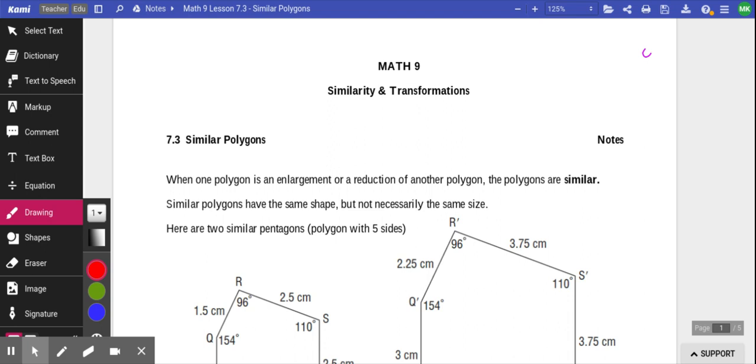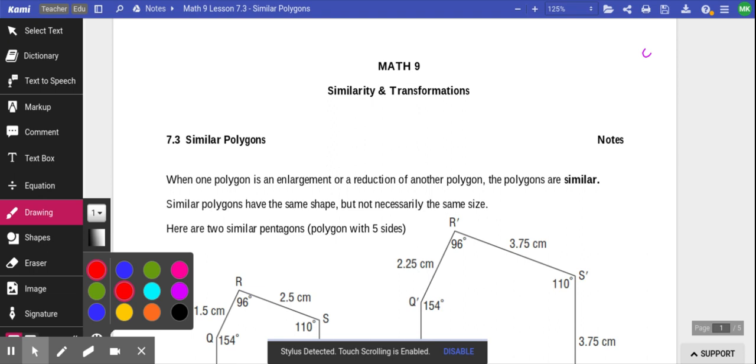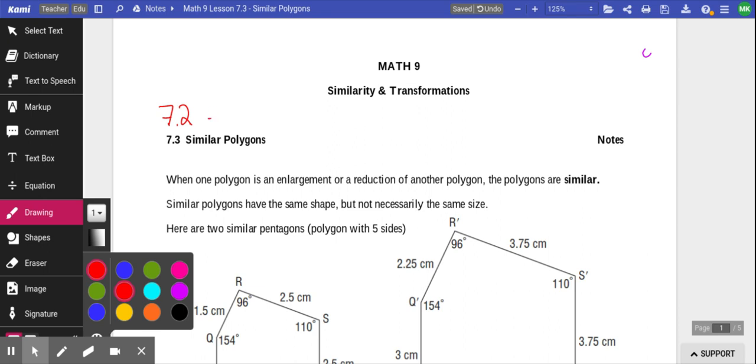So, we're going to talk about similar polygons. If you missed lesson 7.2, you need to go back to 7.2 because we're going to be talking about scales and stuff like that. 7.2 is about enlargements, that's making shapes bigger, and reductions, that's making things smaller. Beautiful. Today we're going to talk about similar polygons.